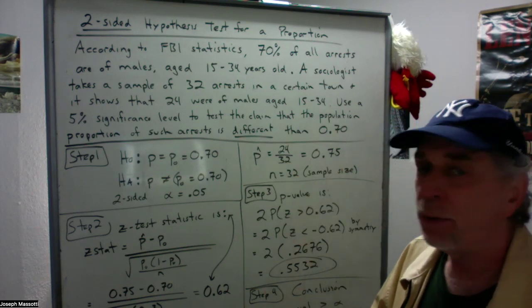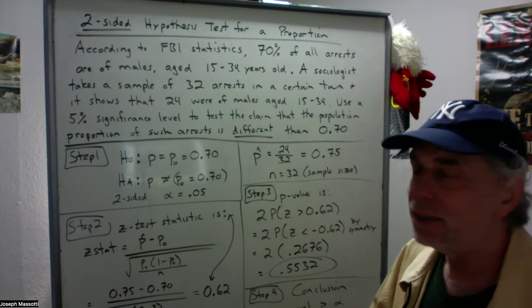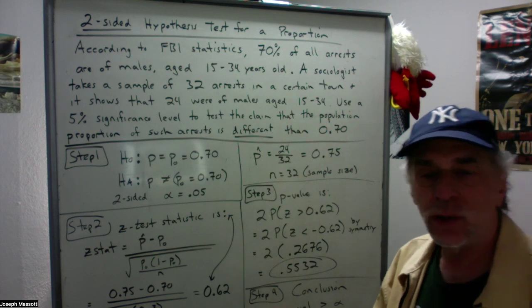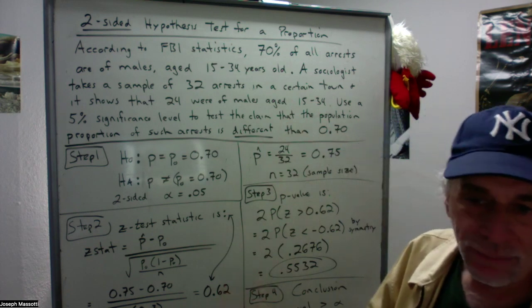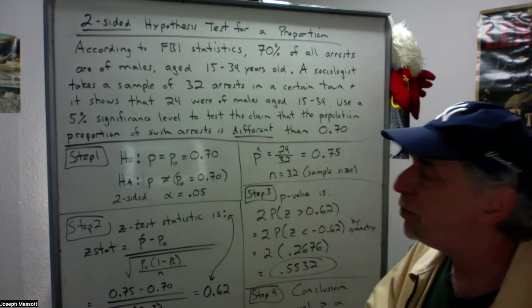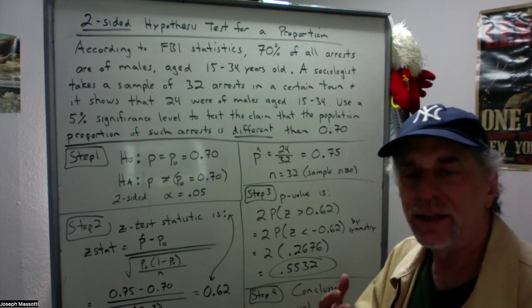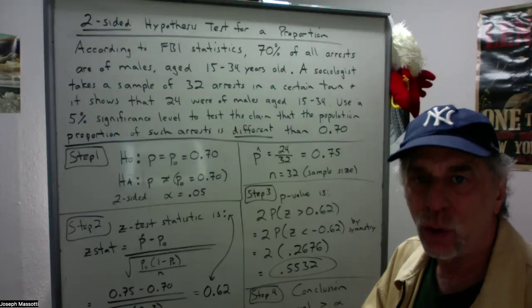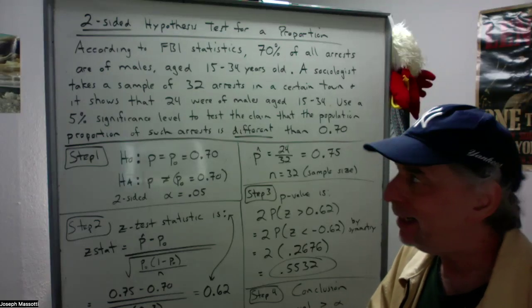And this is an example of a two-sided hypothesis test for a proportion. And again, here's the situation. We're going to have an infinite number of different kinds of situations. All we're concerned with is the numbers, the values that allow us to perform the test and to answer the question that's being asked by the test.